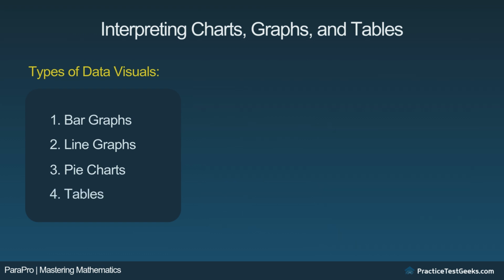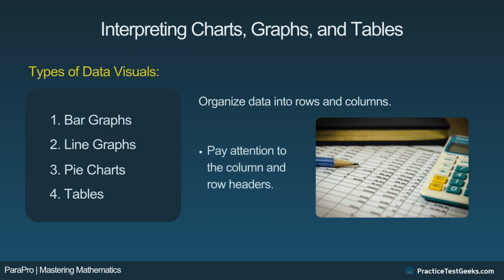4. Tables. Tables organize data into rows and columns, making it easier to compare different sets of information. How to read: pay attention to the column and row headers to understand what each number represents. Focus on finding the values for the specific data you need.